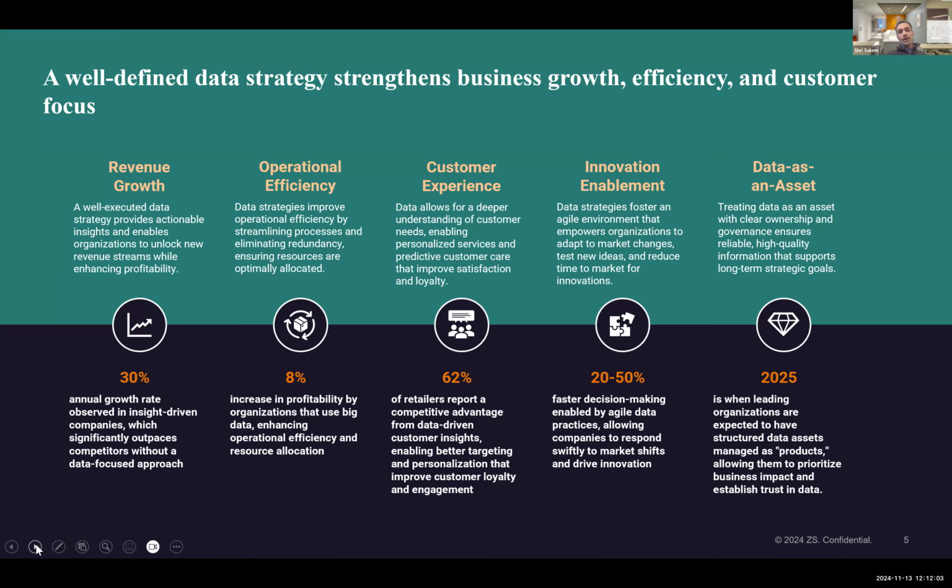Actually, before that, maybe I'll quickly talk about what is the value of a data strategy, right? So why do we need a data strategy, right? So it's often a question.